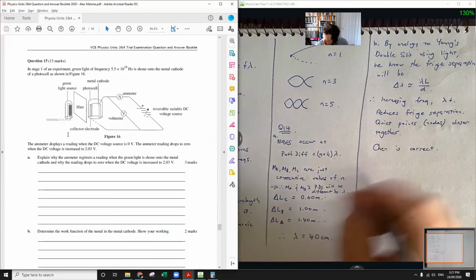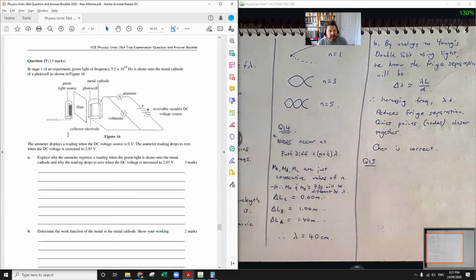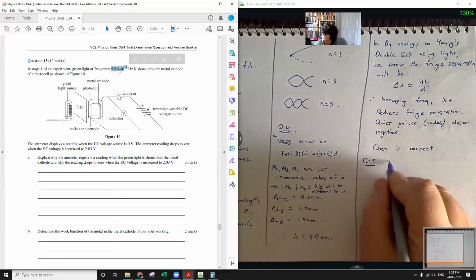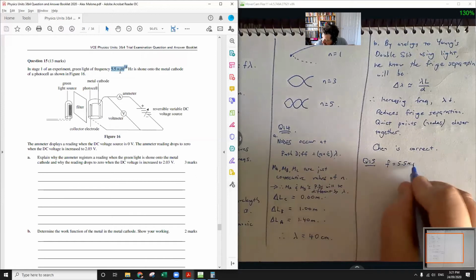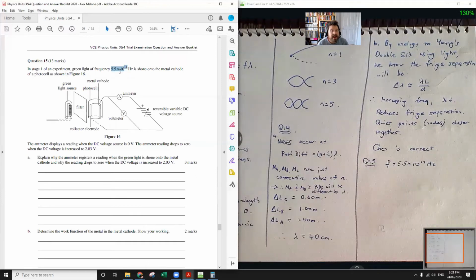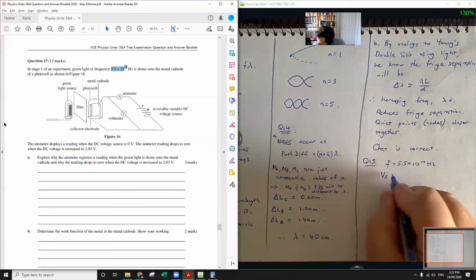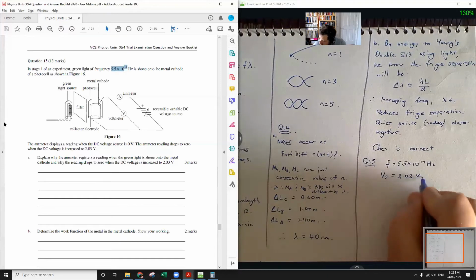Okay. Oh, we're getting photoelectric effect, so we must be close to the end. In stage 1 of an experiment, green light of frequency 5.5 times 10 to the 14 hertz is shone onto a metal cathode. The ammeter displays a reading when the DC voltage source is 0 volts. Yep. So we've got no back voltage at all, so we're just measuring pure photoelectric effect at this point, and we get some sort of current. And then the ammeter reading drops to 0 when the DC voltage is increased to 2.03 volts. So the stopping voltage here is 2.03 volts.